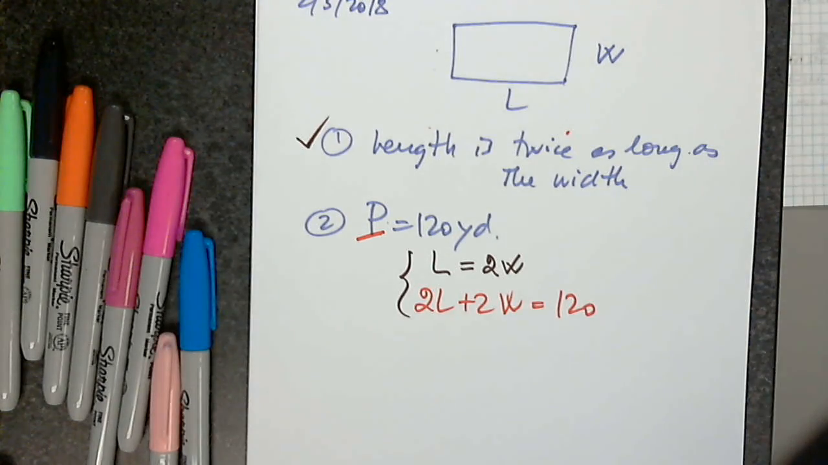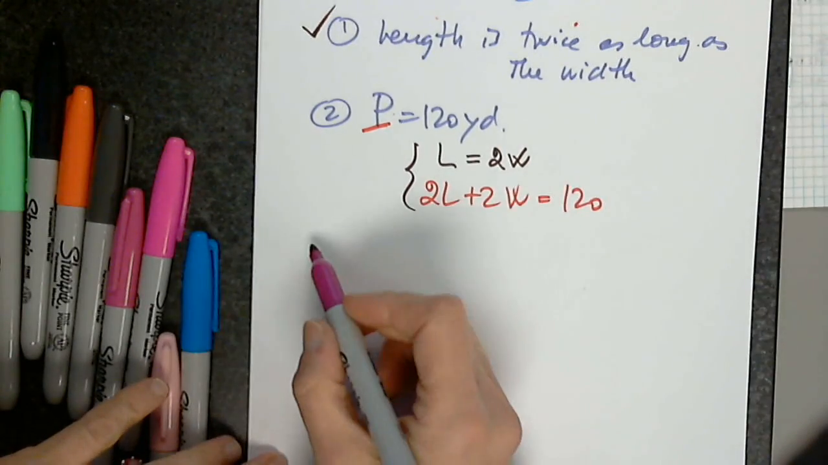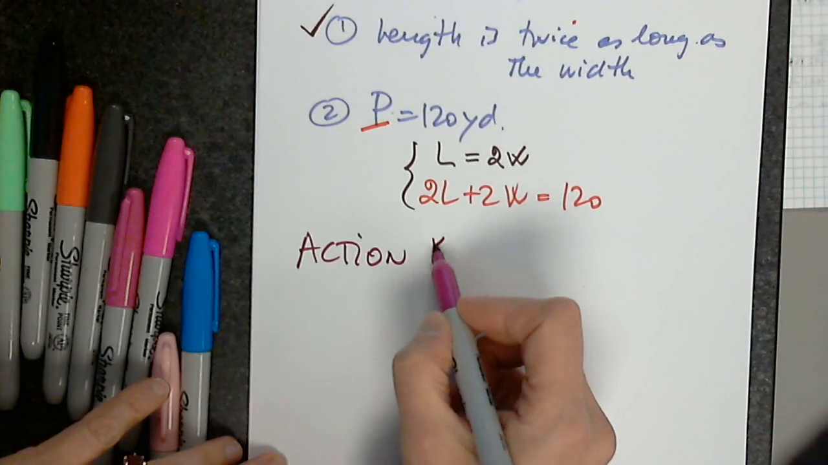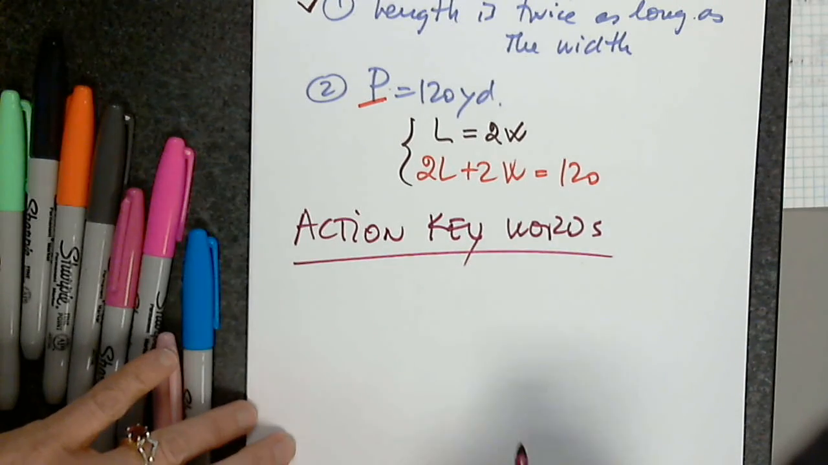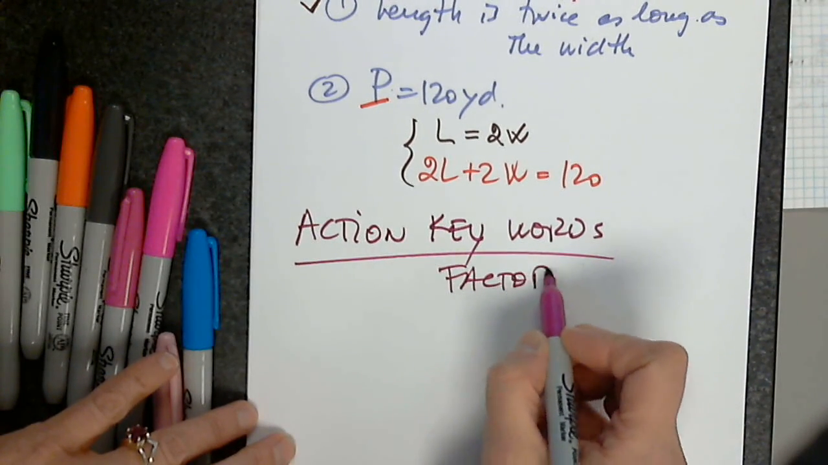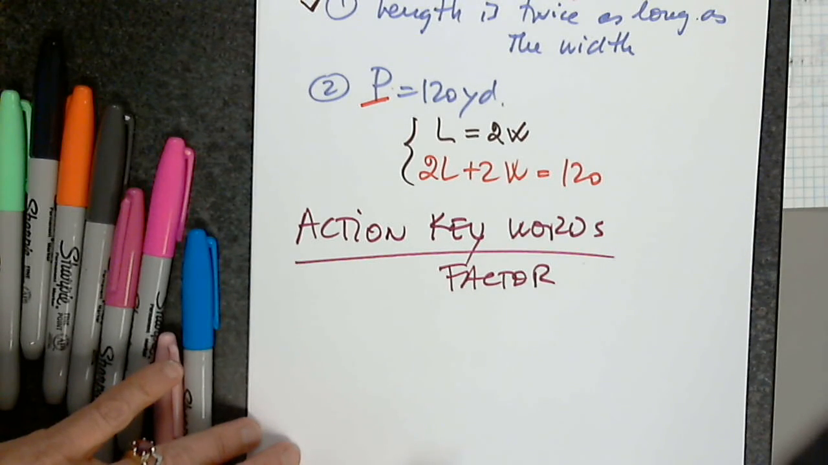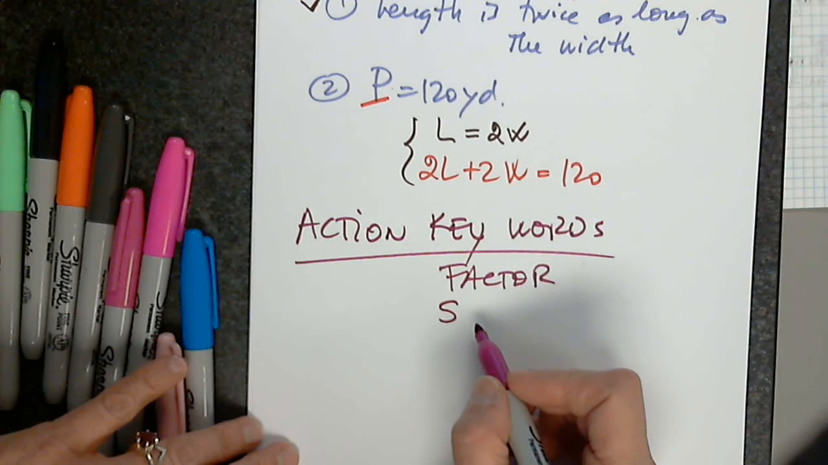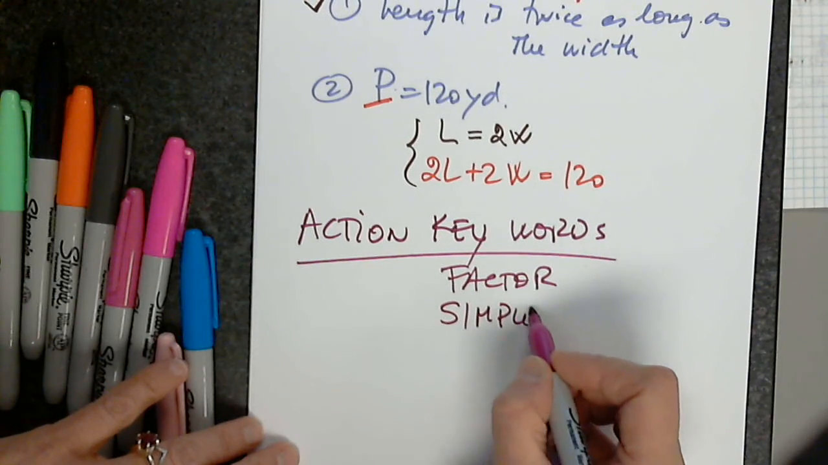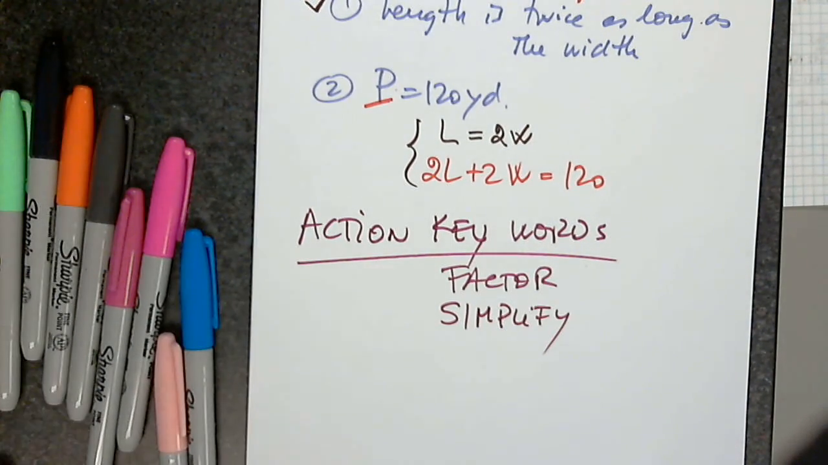Okay, let's write them again. And thank you for correcting me. They are action keywords. You're right. Action keywords are to factor, and the other one is to simplify. These are the two keywords that are always fresh in my mind. Anytime I solve anything, to factor and to simplify.